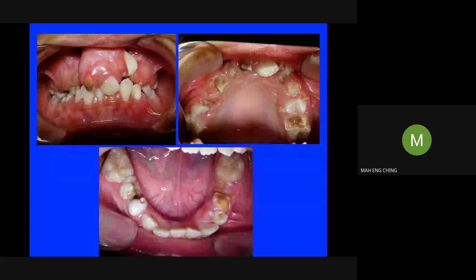Okay, how about this? Simple. Cleft and palate straight away. They give a 5P. So there's no doubt. Everyone sees cleft straight away. 5P, the most severe one.